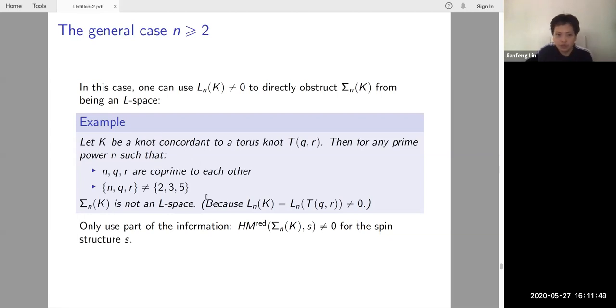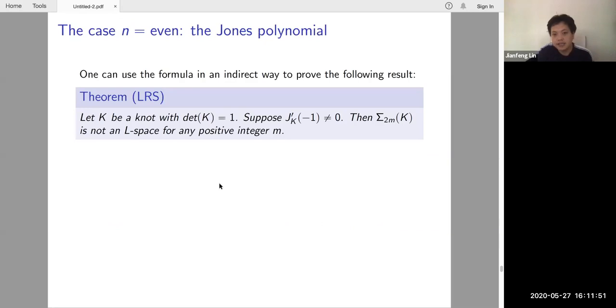That's one direct obstruction. And using a slightly indirect argument, we can also prove another obstruction, in the general case when n is an even number. Okay, so let me state the theorem. Suppose we have a knot K with determinant 1, and suppose the derivative of the Jones polynomial evaluated at -1 is non-zero. Then Σ_{2m}(K), the even-fold branched cover, is not an L-space for any positive integer m. So m can be 1, can be 2, can be any positive integer.